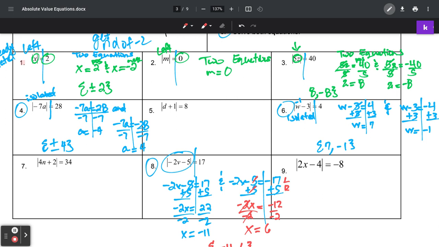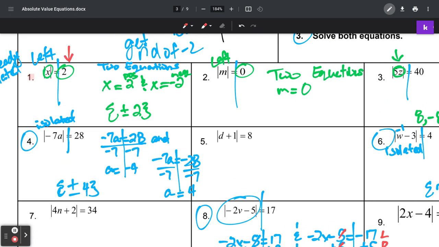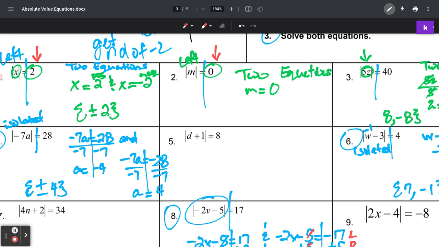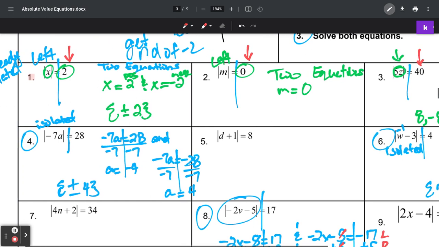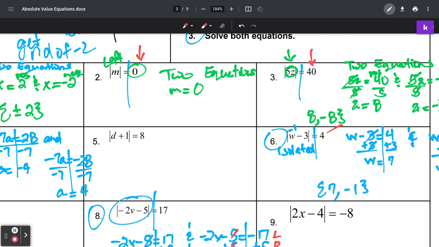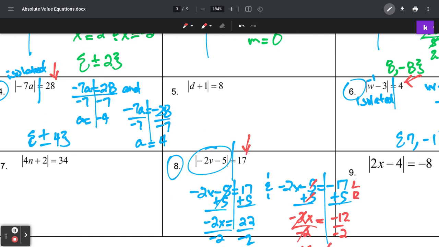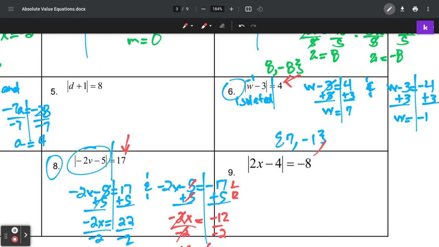Okay, all right, this is what you should have figured out. All these absolute values were set equal in the very beginning to a positive value. Well, 0 is neither positive nor negative, but the main thing is it's not negative. That's 40. That's not negative. 28 is not negative. 4 is not a negative number. 17 is not a negative number. Then you get here, and there it is. It's set equal to a negative number.